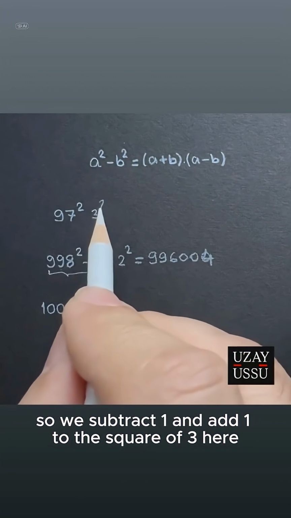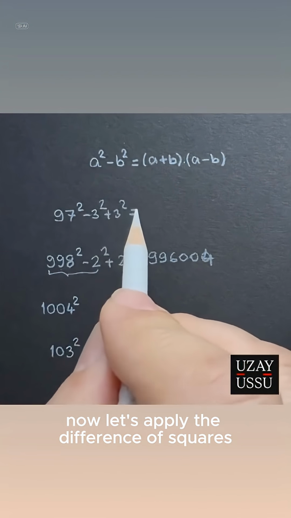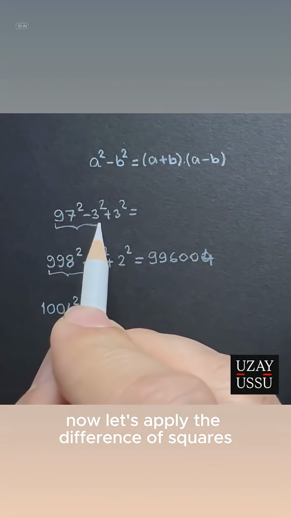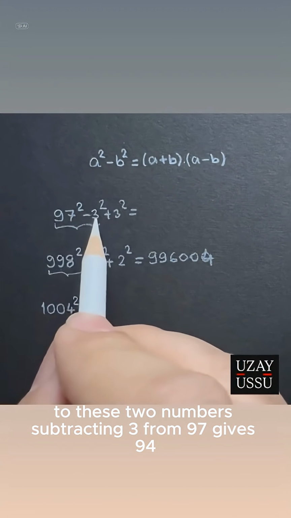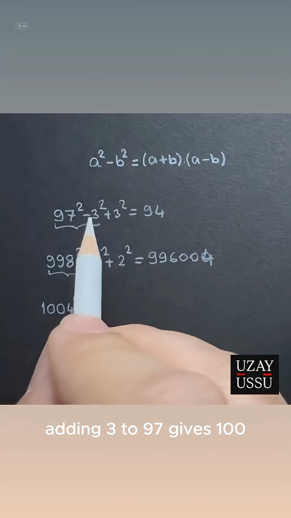What is the number that completes 97 to 100? 3. So we subtract 1 and add 1 to the square of 3 here. Now let's apply the difference of squares to these two numbers. Subtracting 3 from 97 gives 94. Adding 3 to 97 gives 100.